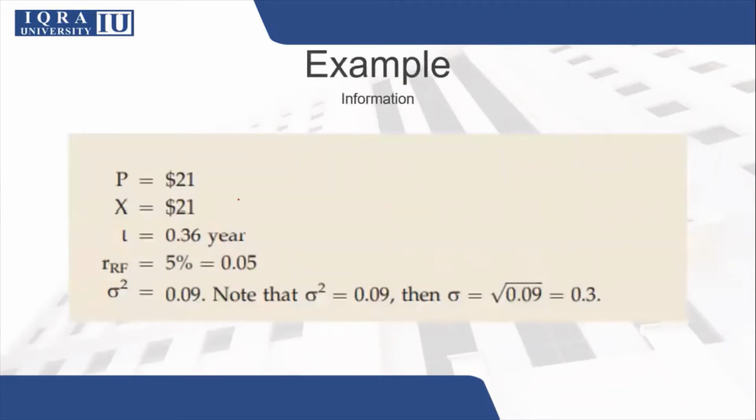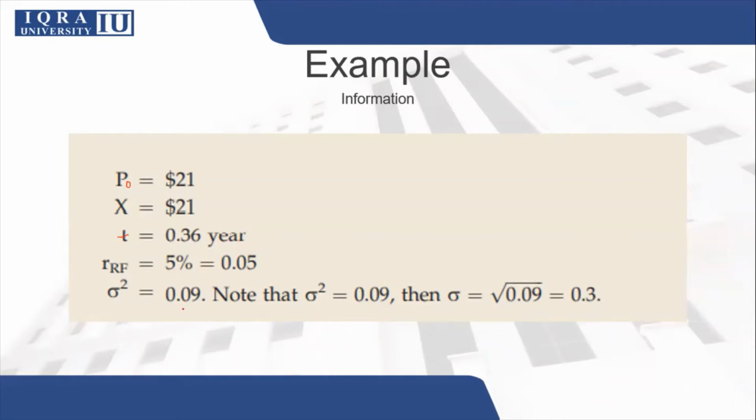Now, this is our example. This is the information that has been provided to us, and we're going to use it in the Black-Scholes model. The price, your spot price, is 21. The exercise price is also 21. This is basically your T, which is 0.36 here. Your risk-free rate is 5%, that means 0.05. Always convert your percentages into decimals. Whenever you get any information in percentage, please convert it into decimals.